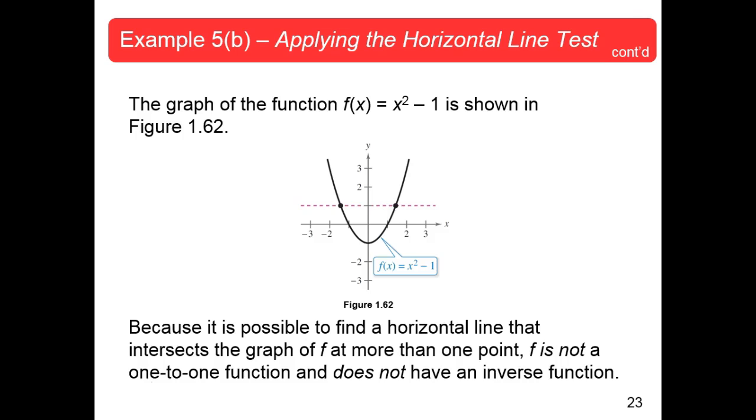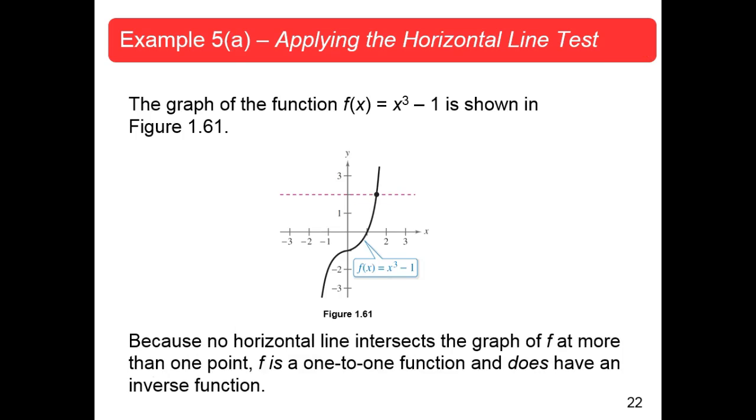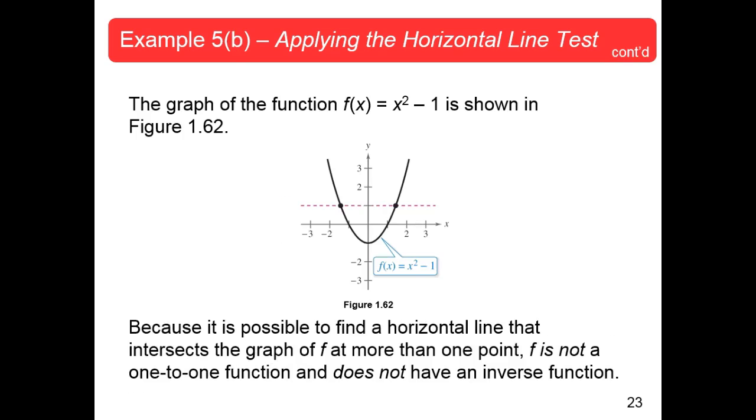So here's the B part. Here is a graph of f of x equals x squared minus 1. That doesn't look as complicated as this one, does it? Okay. Is that a one-to-one function? What do you think? Is that one-to-one?